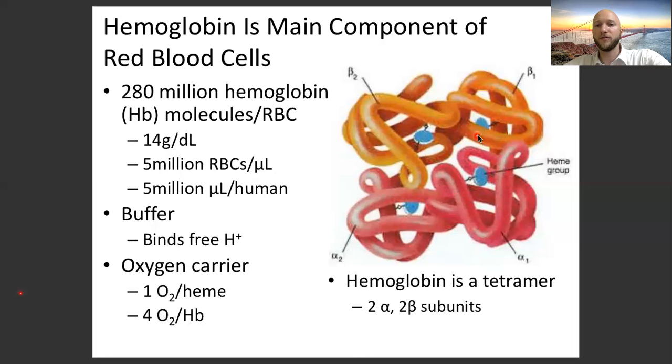One, two, three, and four. So four heme groups, four oxygens can bind to it. This is important. One heme group per subunit, one oxygen per heme, a total of four oxygens can bind per hemoglobin.